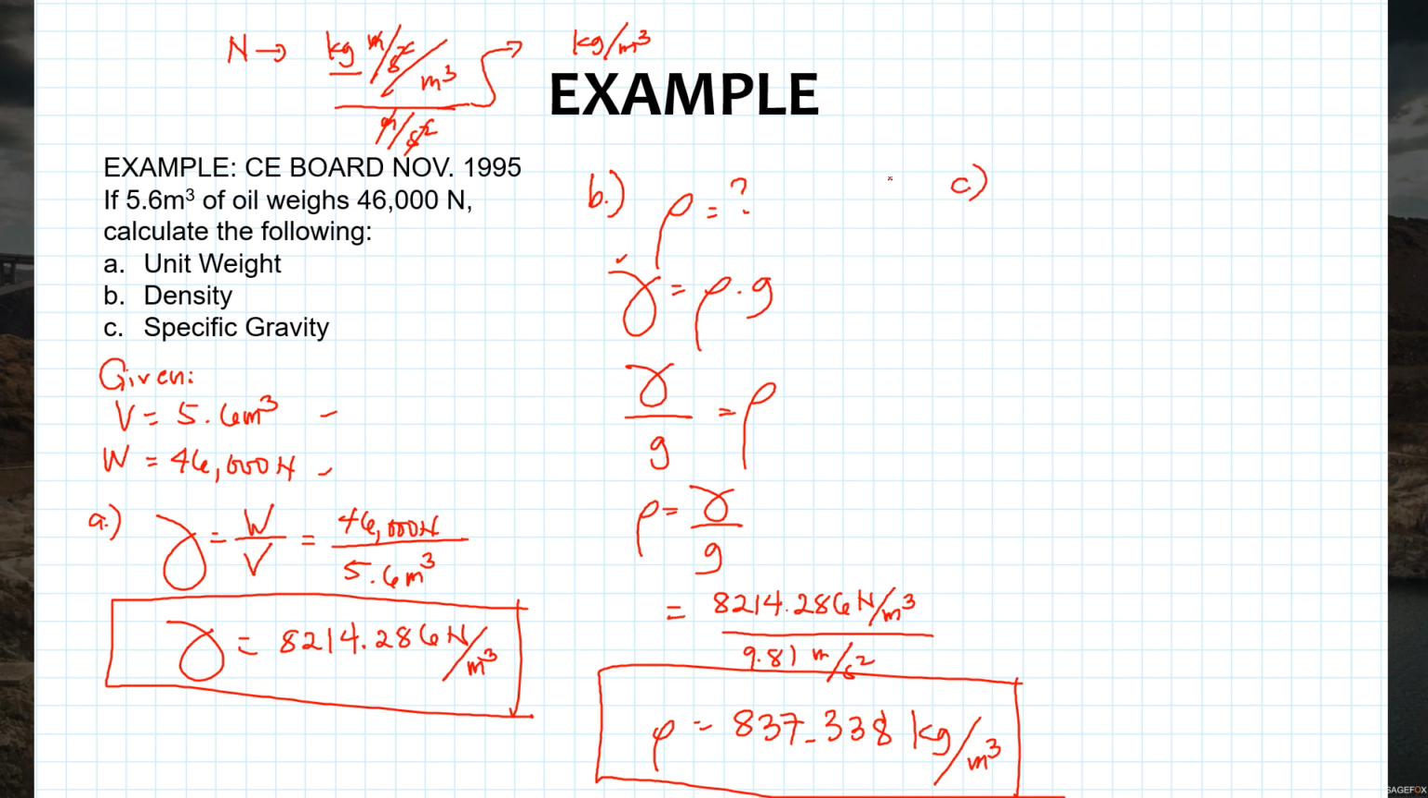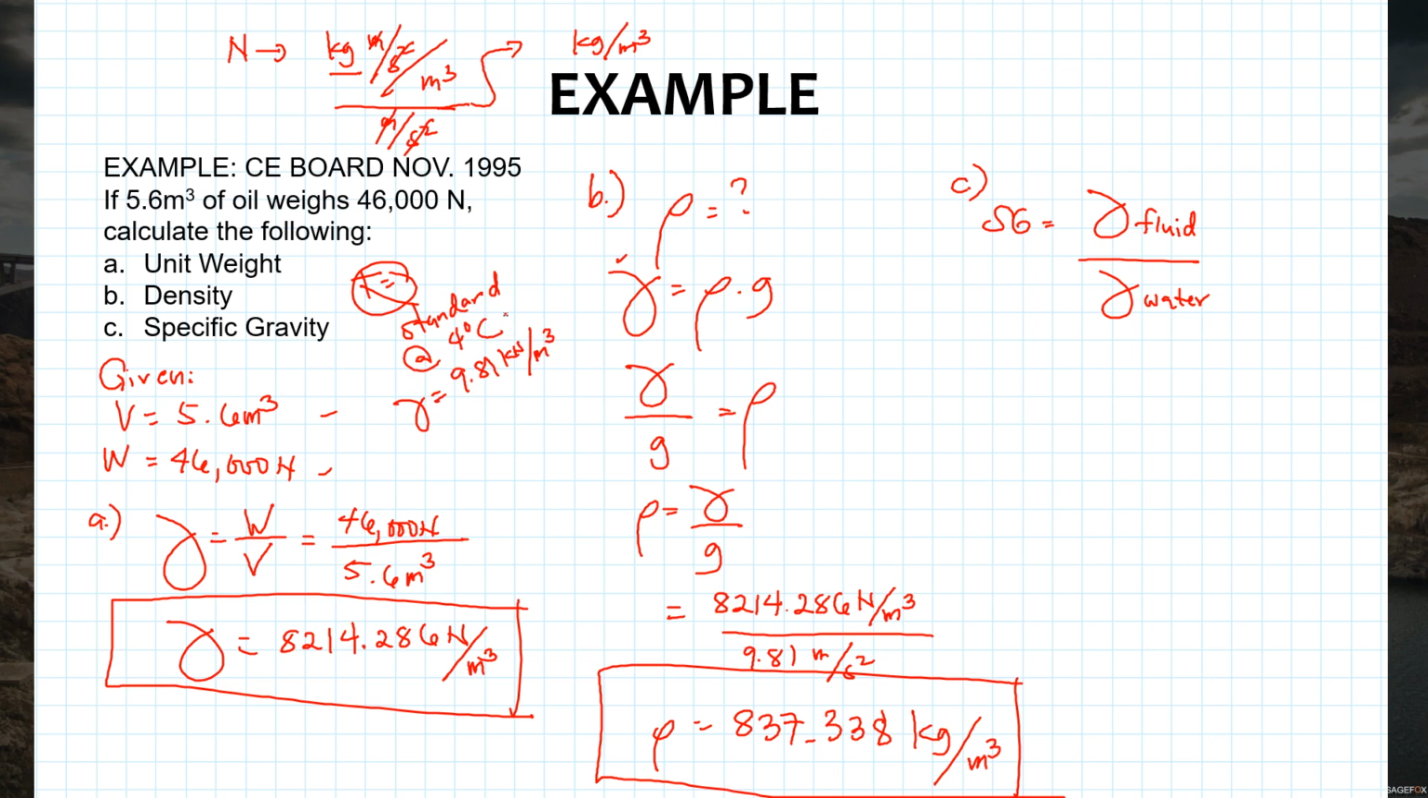Then C, specific gravity. Specific gravity, SG, is equal to the unit weight of the fluid divided by the unit weight of water. There is no specified temperature of the water here, whether at 4 degrees or 20 degrees. So we always use the standard, which is at 4 degrees Celsius, which has an equivalent of 9.81 kilonewtons per cubic meter.